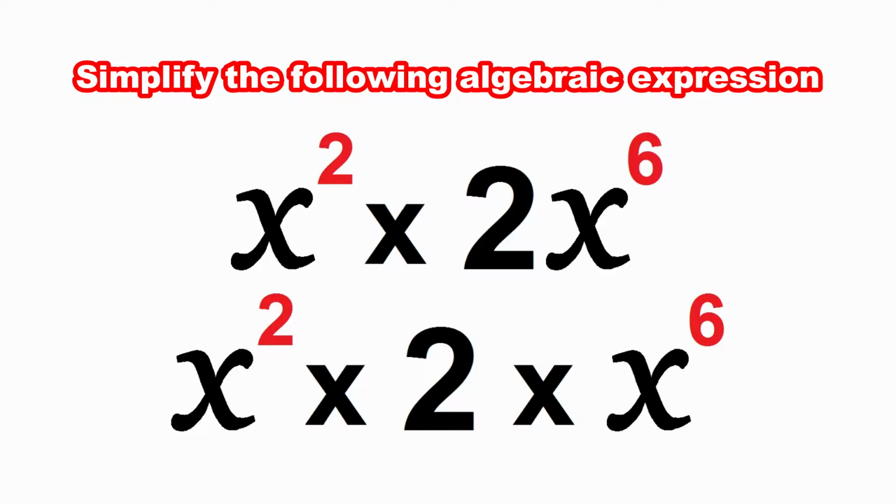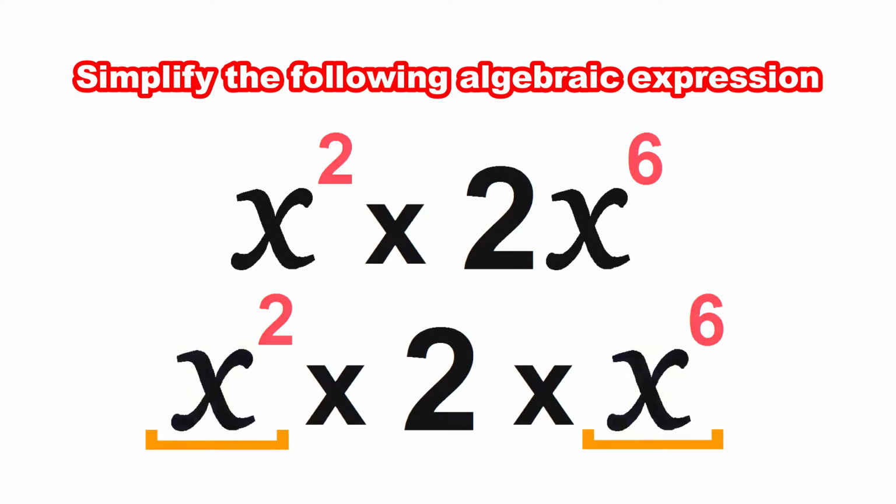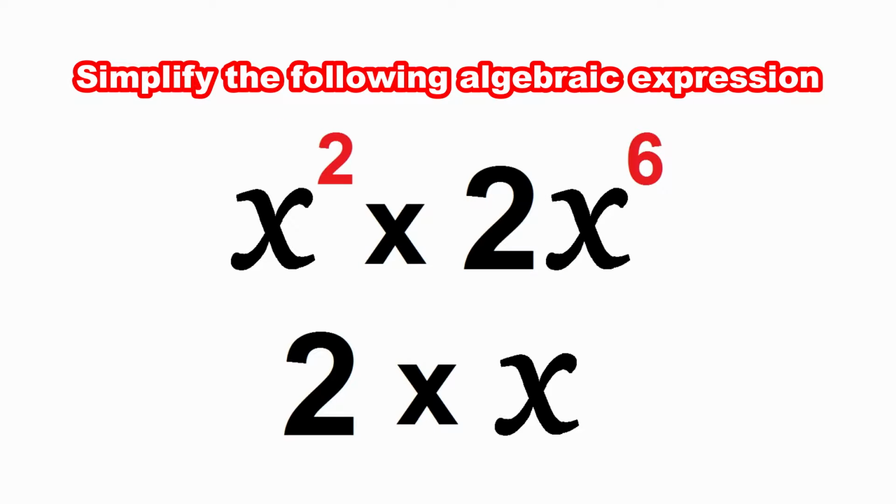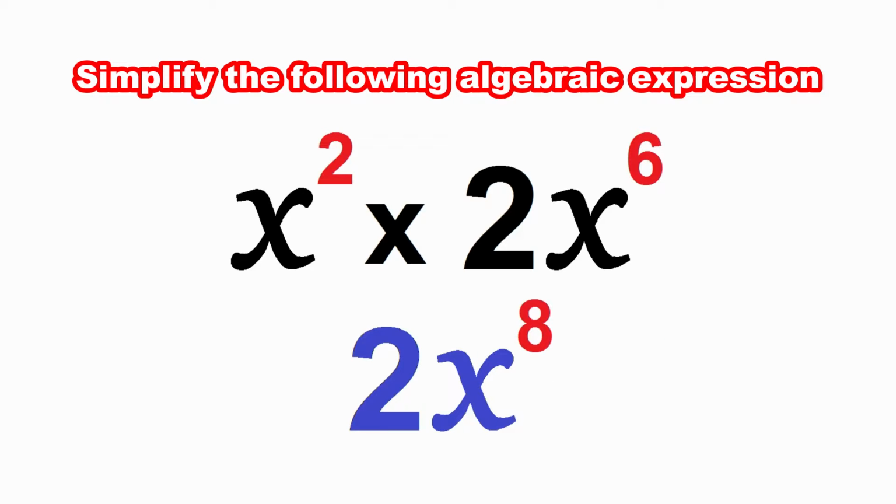Notice that x squared and x to the power of 6 have the same base. It's an unknown number, yes, but it's still the same base, the same number, just unknown. So we can use the index law for multiplication. The index law for multiplication tells us we need to add the exponents. So we'll have 2 times x to the power of 2 plus 6, or 2x to the power of 8. These are not hard questions. The index laws still apply, so it's just a matter of choosing the right index law.